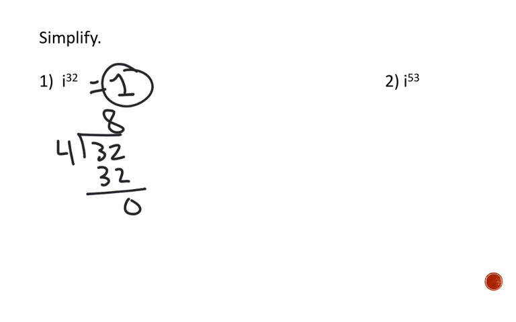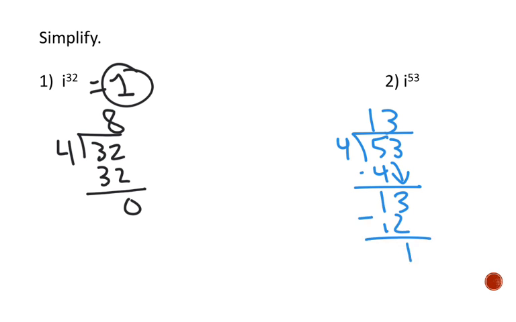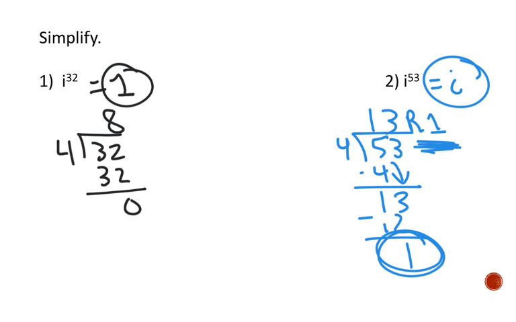Example 2 says i to the 53rd. Same thing, you take your exponent and divide it by 4. So 4 goes into 5 one time. 1 times 4 is 4. Subtract. 5 minus 4 is 1. Bring down 3. 4 goes into 13 3 times. 3 times 4 is 12. And that gives us a remainder of 1. So 13 with a remainder of 1. If you look at the previous chart, a remainder of 1 says that our answer is equal to i. So i to the 53rd is equivalent to i.